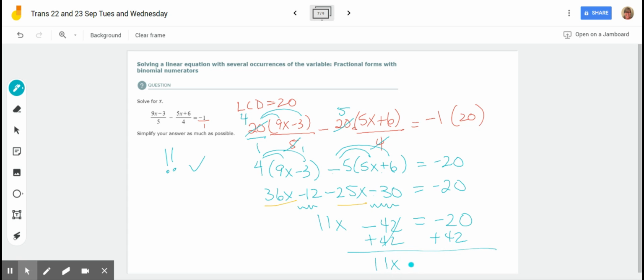Okay, 11x equals 42 minus 20. Remember, they're different signs, so 42 minus 20 is 22, yeah? Oh my God, we got a nice pretty answer this time. 11x equals 22. Divide by 11, and voila, you get 2.